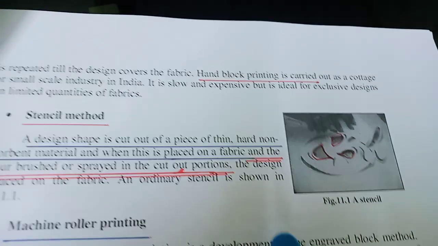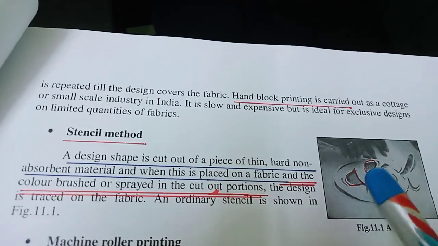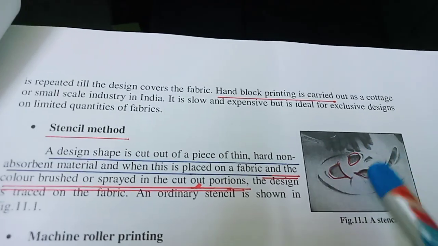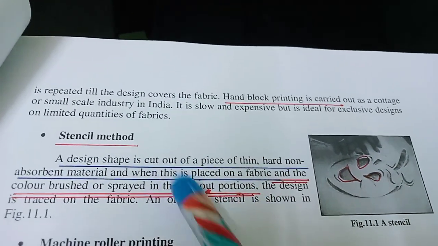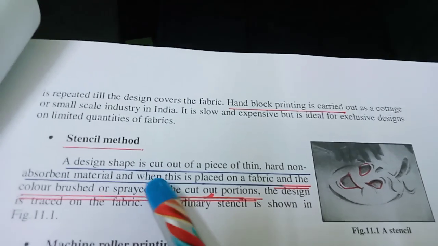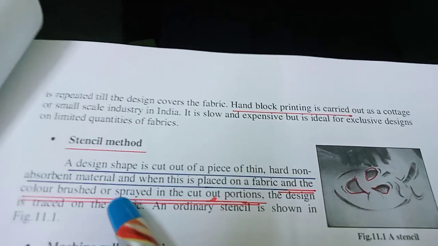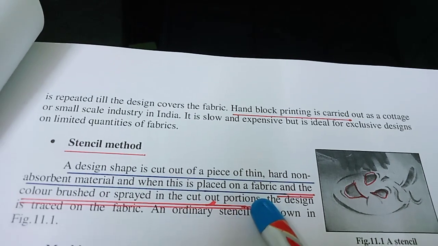Now next method is the stencil method. So here this is a design. Here in the cutout portion the color is poured. A design shape is cut out on a piece of thin, hard, non-absorbent material. When it is placed on the fabric, the color is sprayed or brushed in the cutout portion.